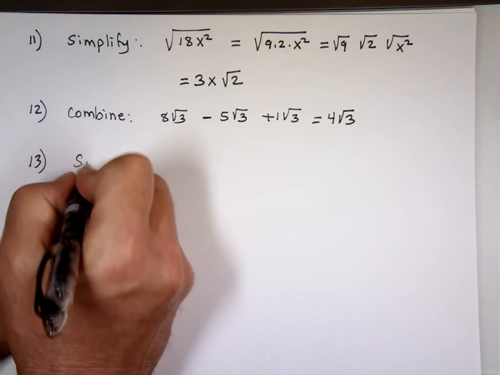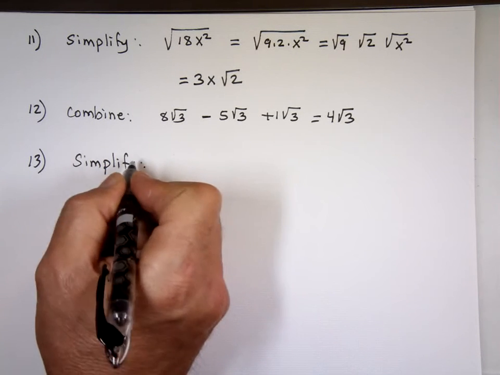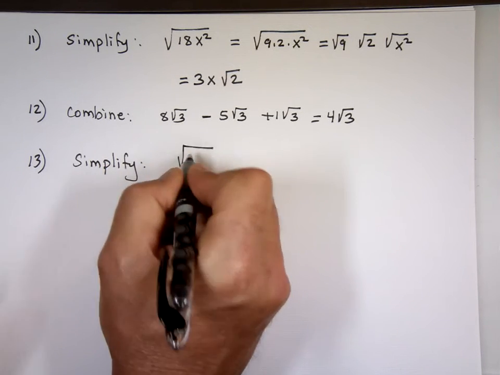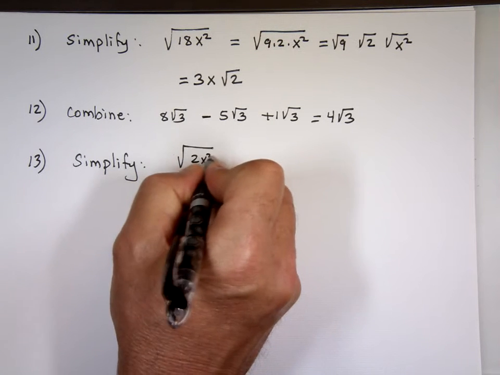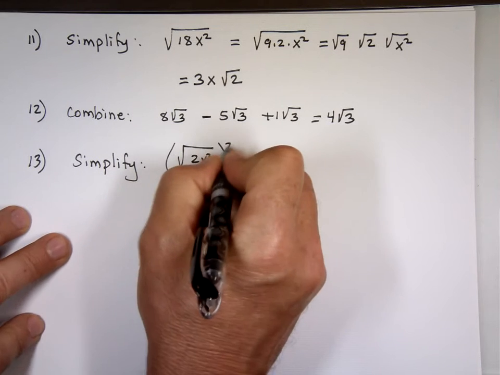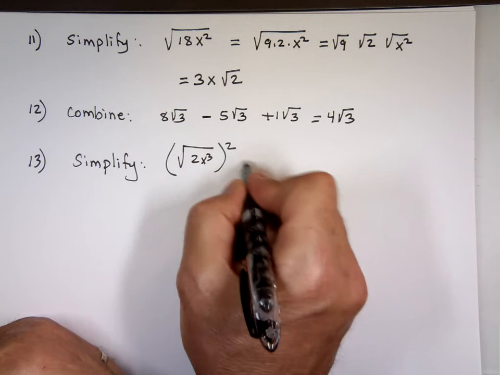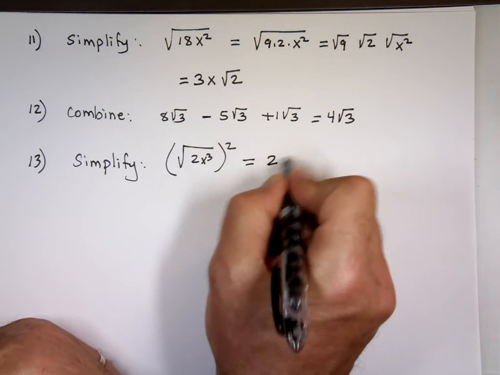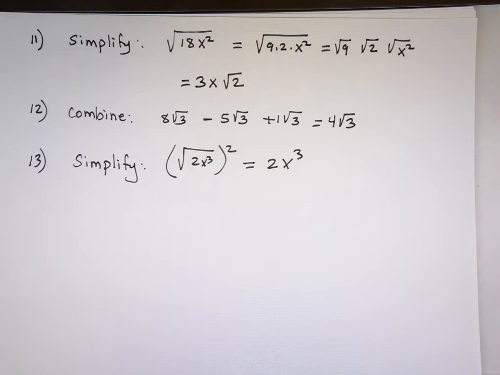Simplify. The square root of 2x to the third, squared. Anytime you have a square root, when you square it, you lose the square root sign. So you end up with what's under the square root. Simple as that. If you have a square root and you square it, you lose the square root sign.